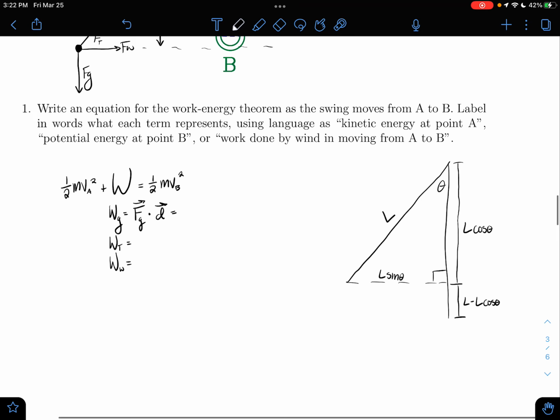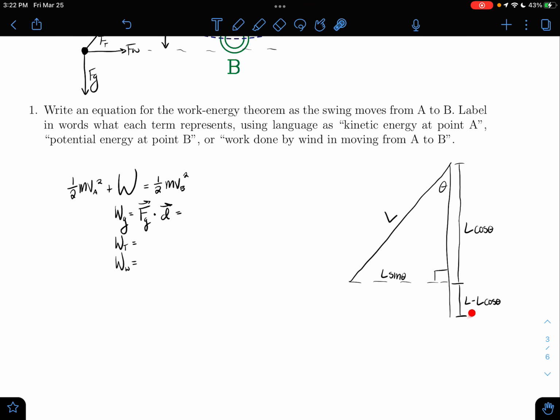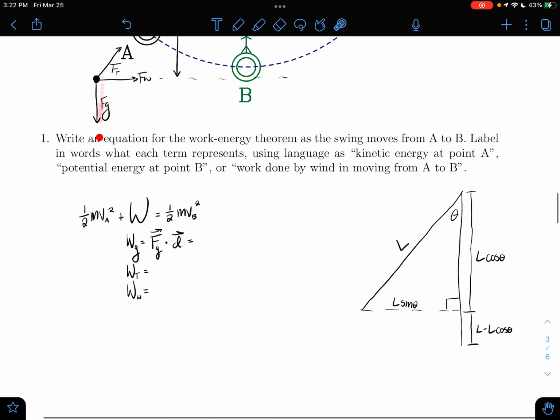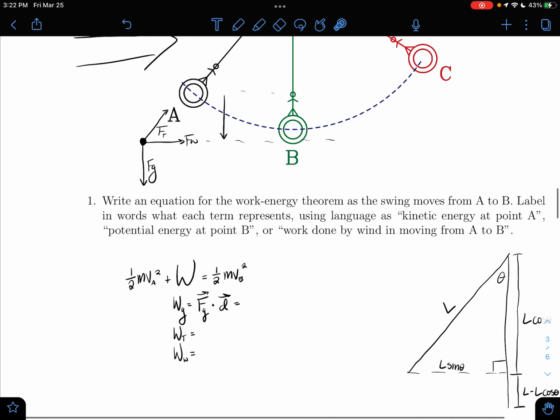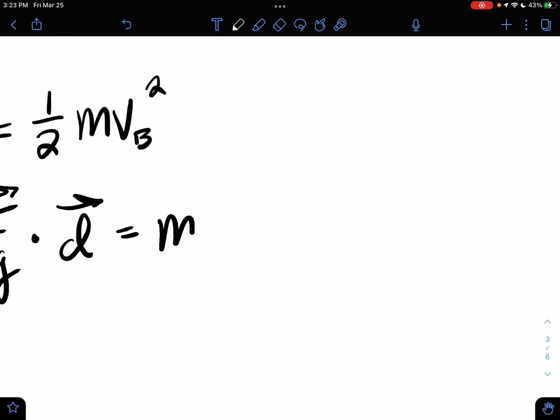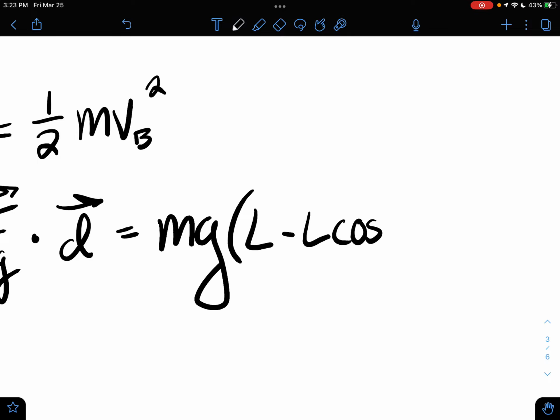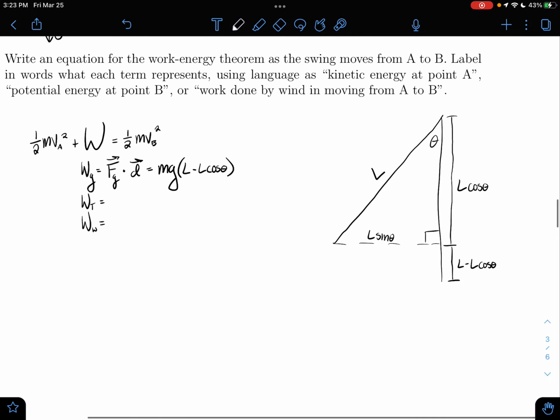Right? So now we have a displacement in the Y for our G and our force from gravity, our mg. So now we just think, is it positive or negative? So gravity is going down. The displacement is also going down, so that means gravity is doing positive work. So we have mg times L minus L cosine theta. I'm mixing up which one's which already.